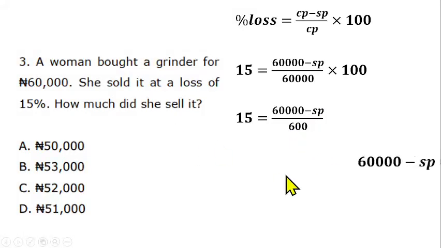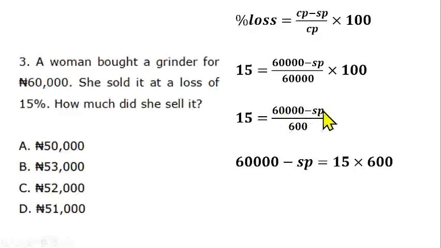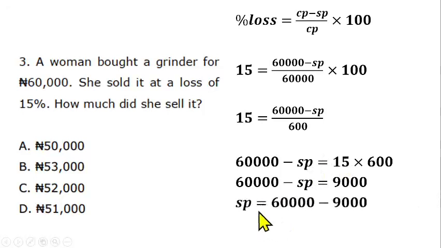Cross multiply, we have this minus this equals 15 times 600. That should give us 9,000. And then collecting like terms, I can take the selling price here, and this one comes here, so your selling price will be 60,000 minus 9,000, and that should give us 51,000 as the selling price, which is option D.